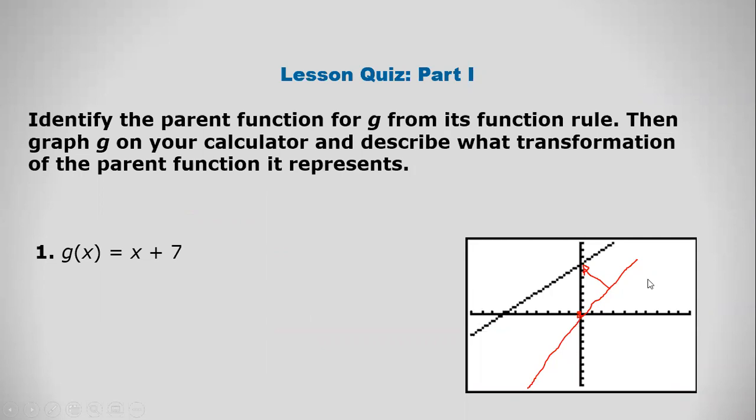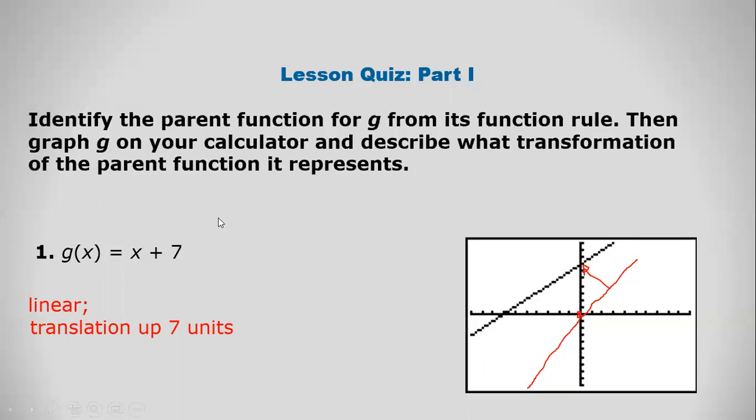So I will draw the linear function and move how many units? 1, 2, 3, 4, 5, 6, 7. So this point moves 7 units up. This function moves, so it is a translation, 7 units up. The parent function is the linear parent function, and it translates 7 units up, a vertical translation of 7 units up.